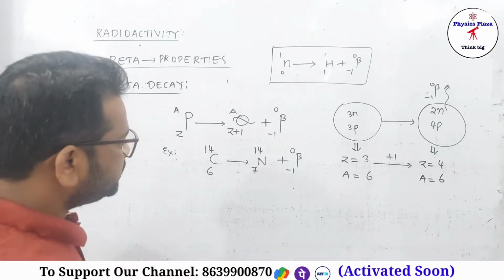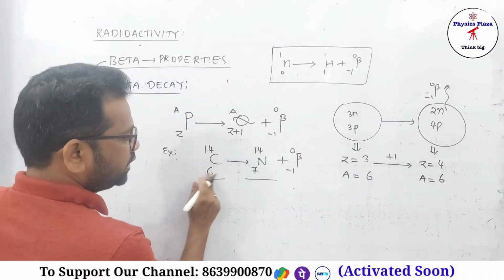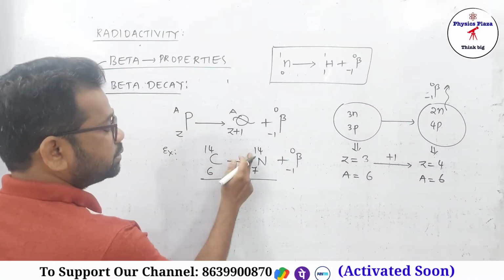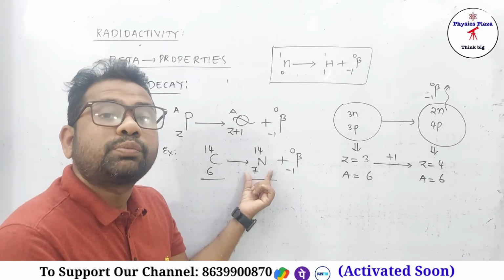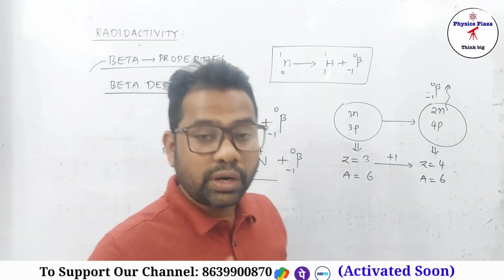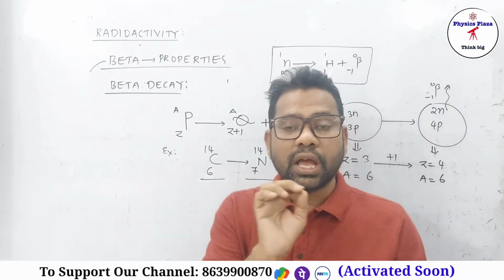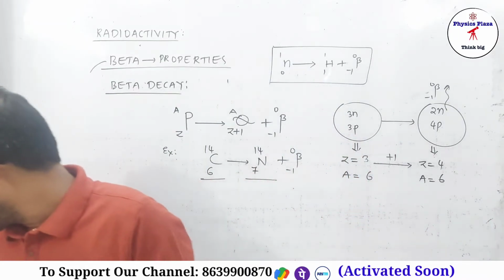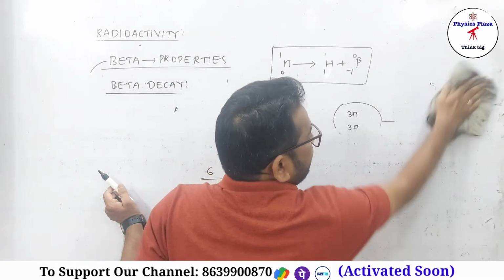And one important thing, children, just try to notice these 2 nuclei here. Both have different atomic numbers but the same mass number. It means the daughter nuclei which is produced is an isobar of the parent nuclei. So in the exam they may ask a question: what is the special name given to the daughter nuclei in the beta decay? It is an isobar.